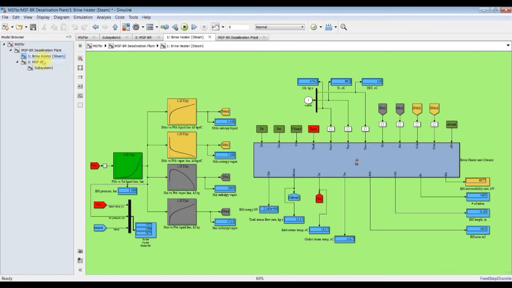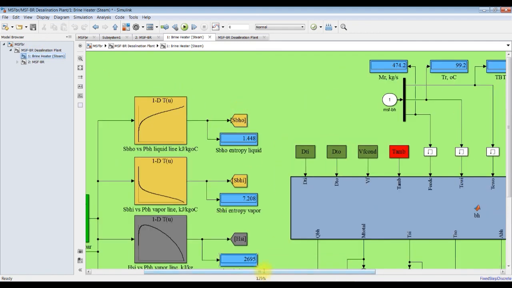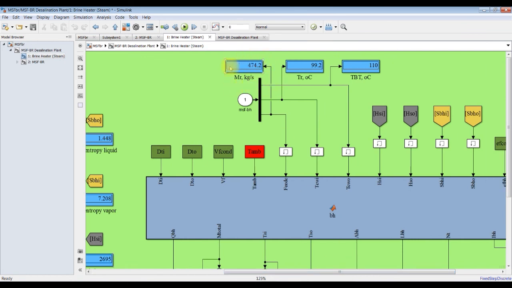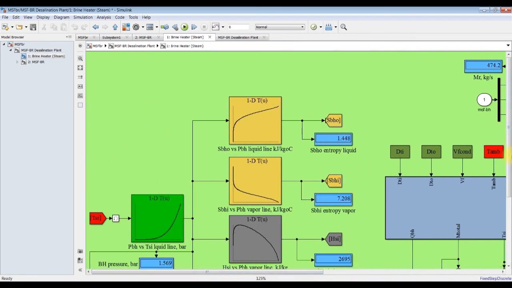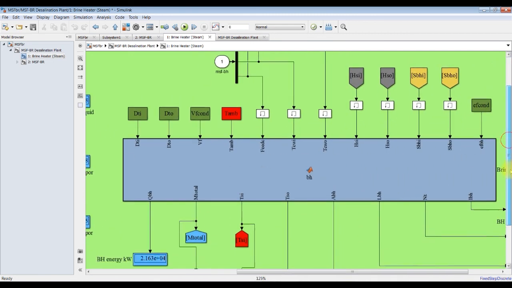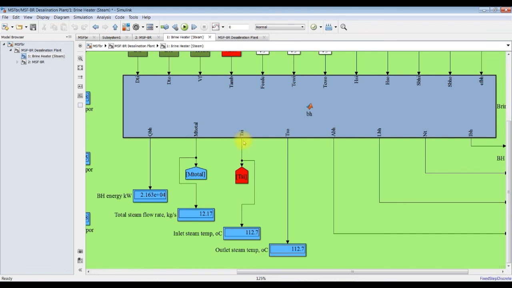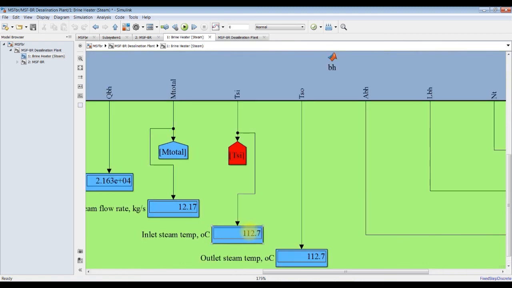For first, this is the brine heater section. For the brine heater section, we have recycled streams, kilogram per second. We have the cycle temperature, around 99. We have the top brine temperature. We already assigned it. This is assigned, known. And sure, we have here the input steam temperature. It will be around 112.